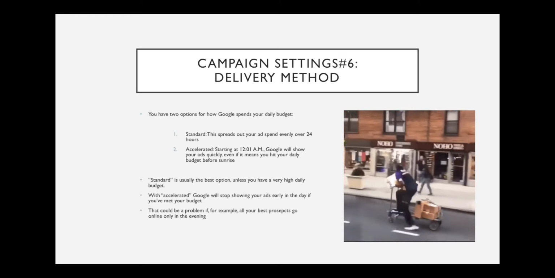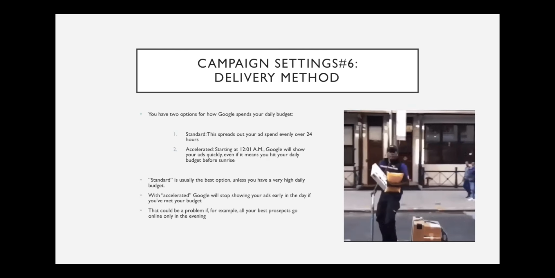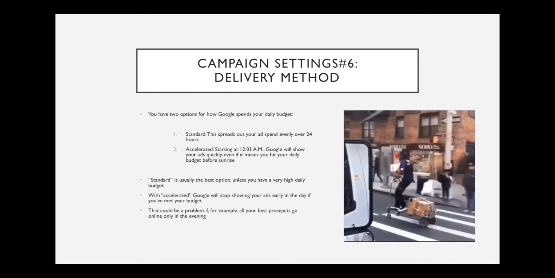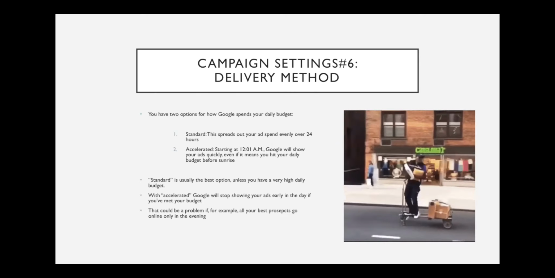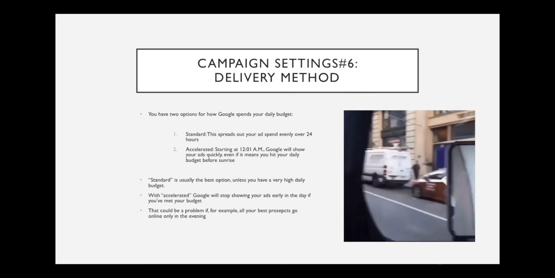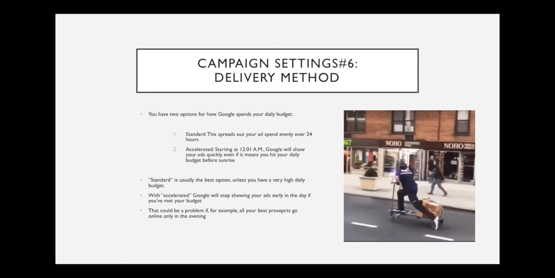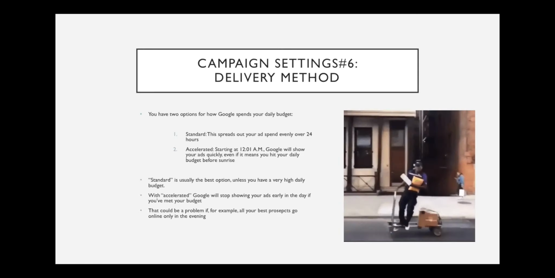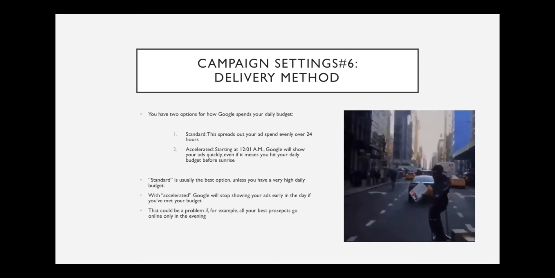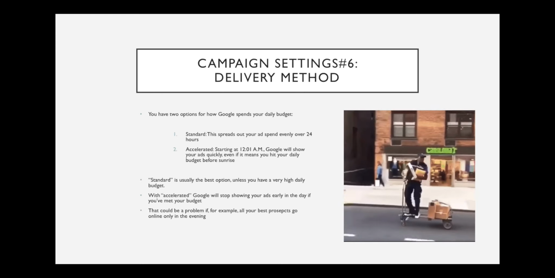Number 6 is delivery method. You have 2 options for how Google spends your daily budget. The first one is standard delivery. This spreads out your ad performance evenly across 24 hours. And the second option is accelerated delivery. So starting at 12:01 a.m., Google will show your ads quickly, even if it means you hit your daily budget before sunrise. Standard is usually the best option unless you have a very high daily budget. With accelerated, Google will stop showing your ads early in the day if you've met your budget. That could be a problem if, for example, all your best prospects go online only in the evening.